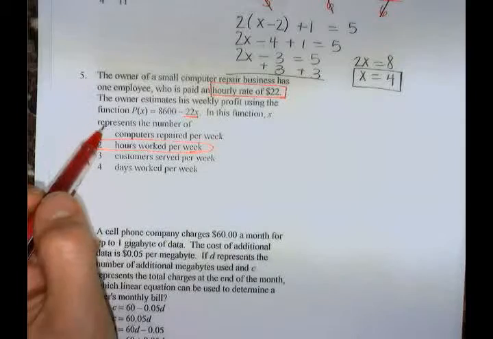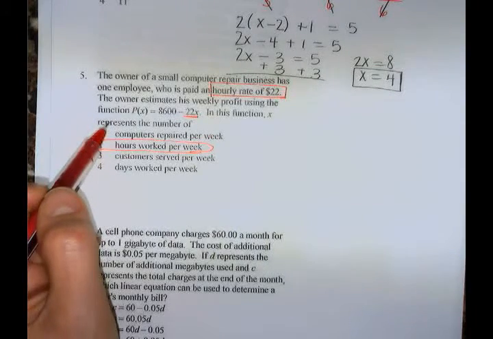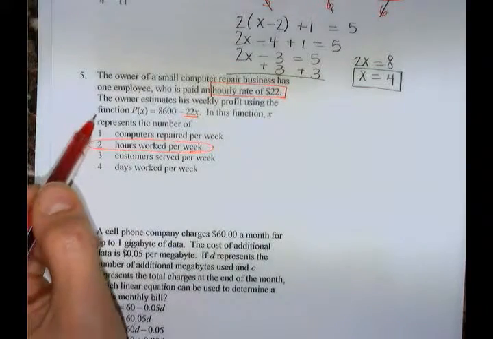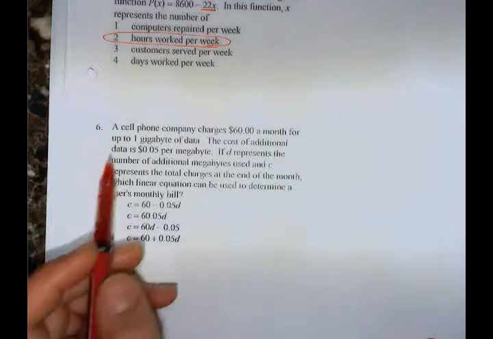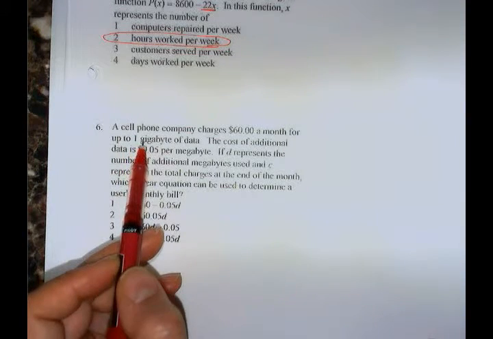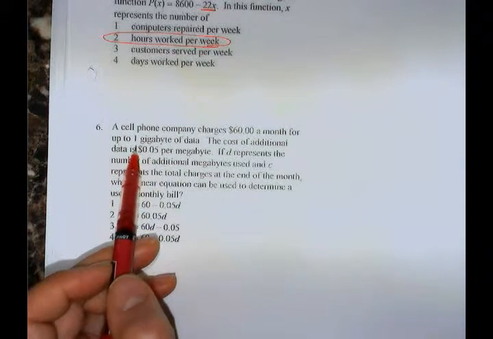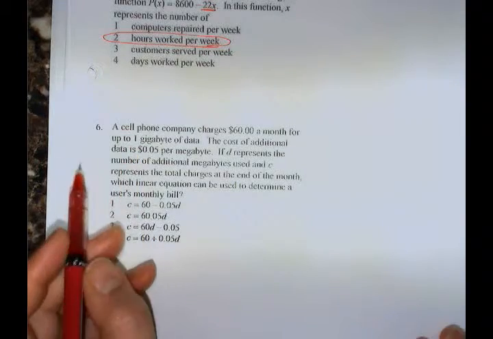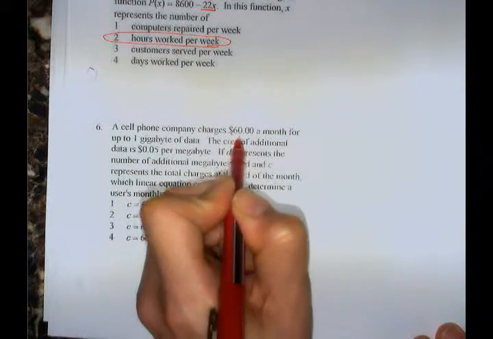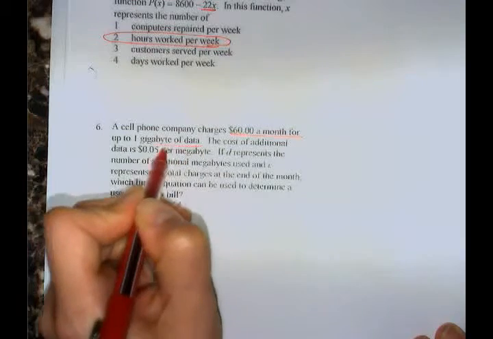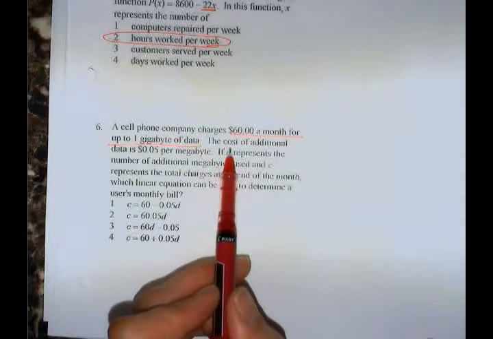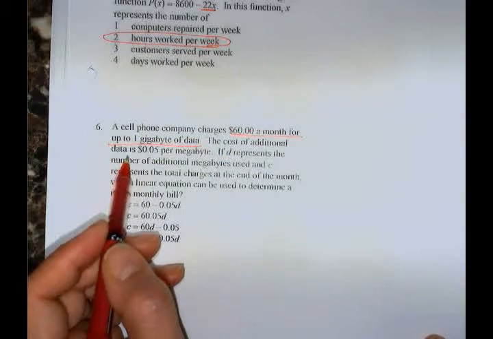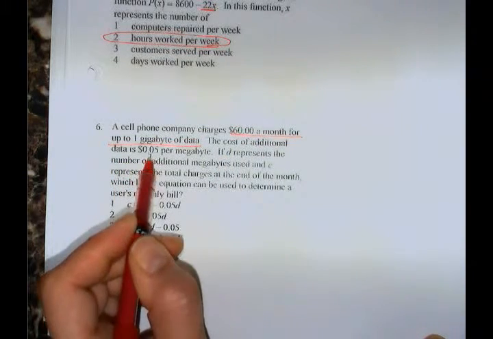Please read the questions. It's important to read them through, even though they seem a little bit long, but these are definitely not difficult questions for you. Number 6, a cell phone company charges $60 a month for up to 1 gigabyte of data. So let's underline that. No matter how much data you use, you're going to pay that $60 a month. The cost of an additional data is 5 cents per megabyte.